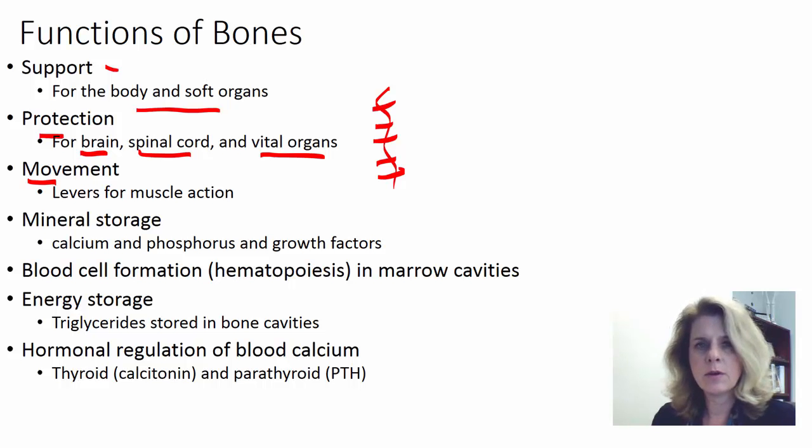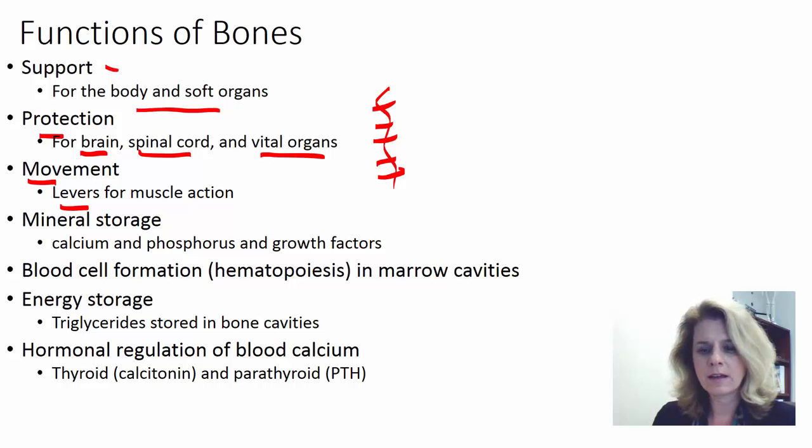It allows us to move. Now we think about muscles as being what moves us. Well, they do, but they have to move the bone. So the muscles have to have something that they're acting on, and so bones act as the lever so that when muscles contract, they move the bone. That allows us to move.